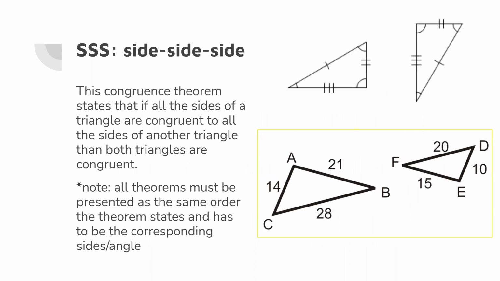First off is the SSS theorem, which is the side. This theorem states that if all the sides of a triangle are congruent to all the sides of another triangle, then both the triangles are congruent. And read the note right here. So this is one example right here. As you can see, this corresponds to this one, and then this last one to this last one. So here's an example down here.